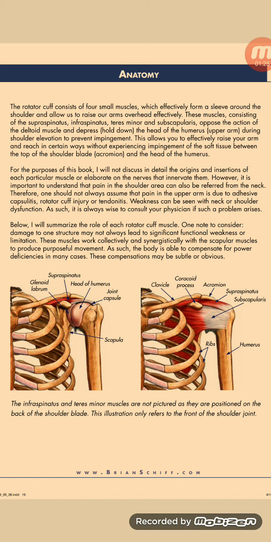One note to consider: damage to one structure may not always lead to significant functional weakness or limitation. These muscles work collectively and synergistically with the scapular muscles to produce purposeful movement. As such, the body is able to compensate for power deficiencies in many cases. These compensations may be subtle or obvious. The infraspinatus and teres minor muscles are not pictured as they are positioned in the back of the shoulder blade. This illustration only refers to the front of the shoulder.